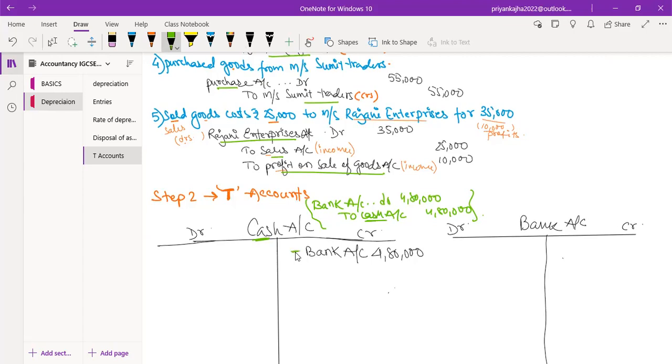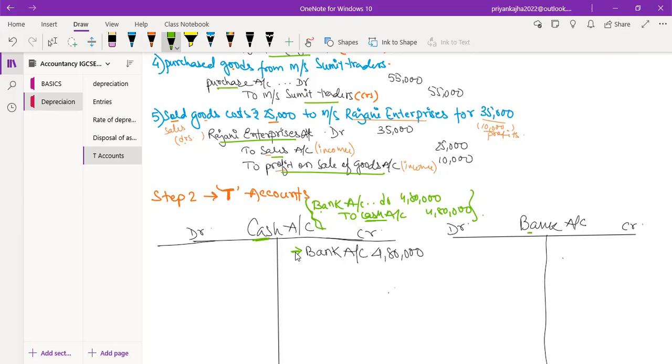That is bank account. I'm repeating once again. First, you look at what ledger you have created. Cash account ledger, or the T account, has been created. And then look for that transaction, that journal entry basically. In this journal entry, bank account to cash account, cash account has been credited. So you will come to the credit side of the cash book and you will write this name, bank account, 4,80,000. Similarly, we are creating bank account ledger.